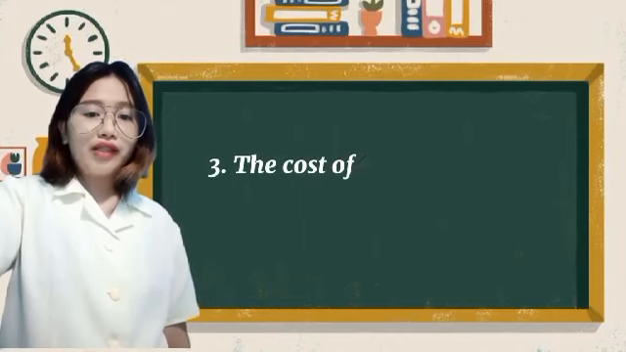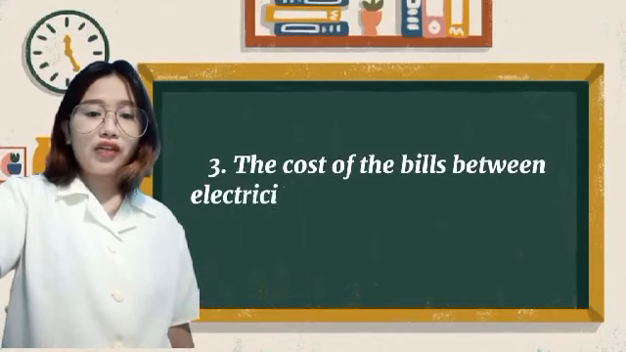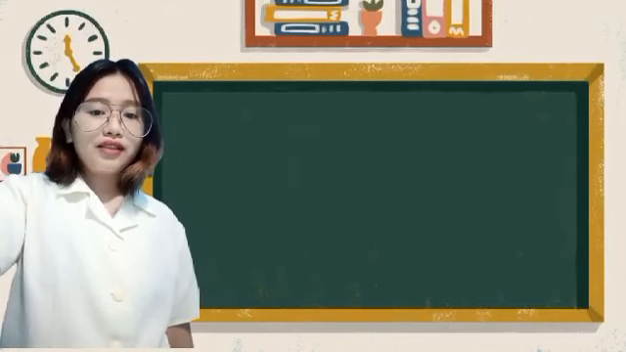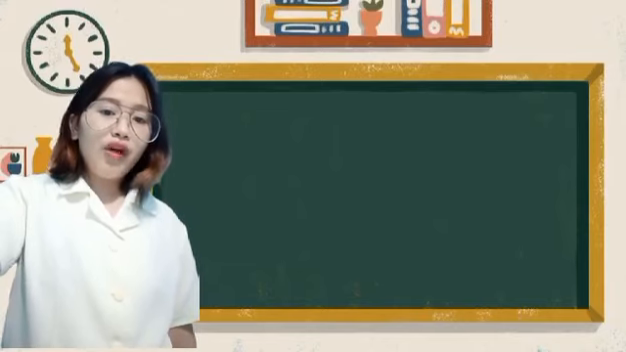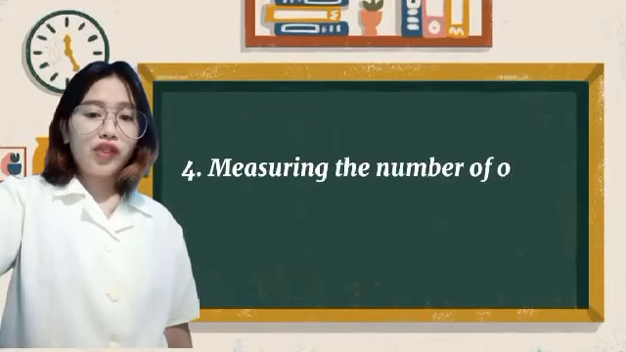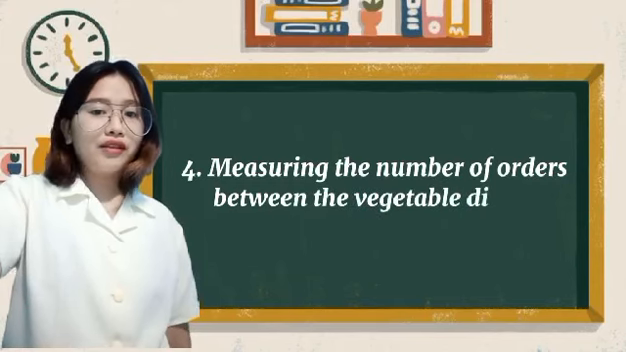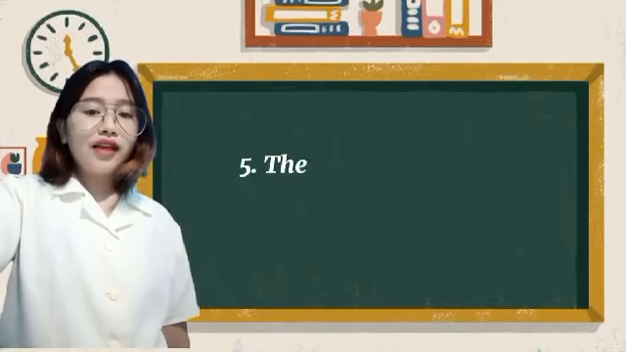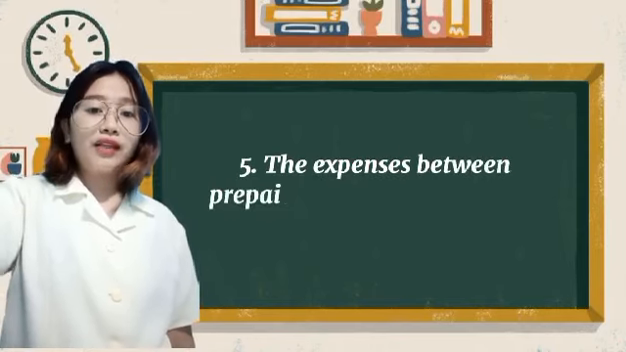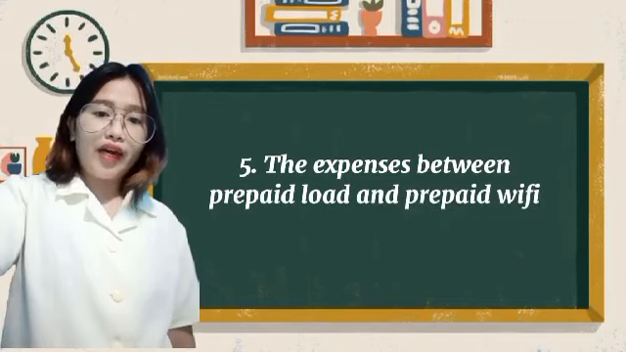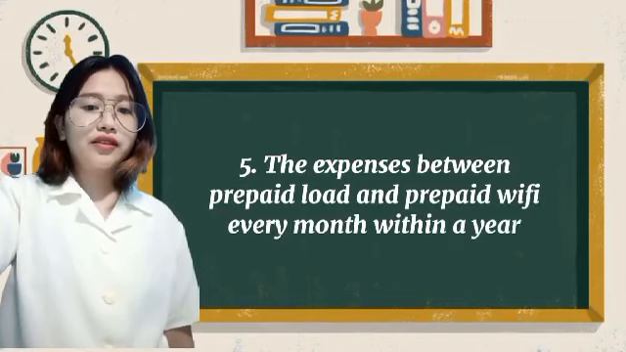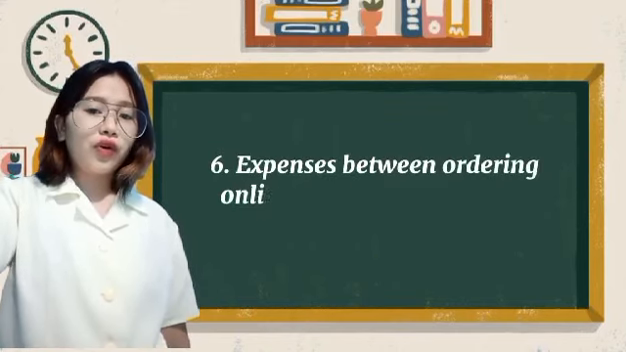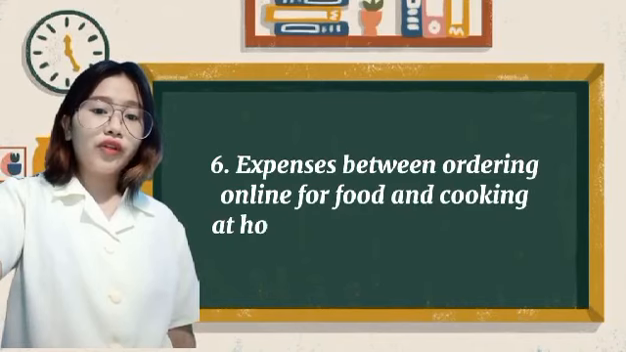The cost of the bills between electricity and water consumption every month. Since we have carinderia, measuring the number of orders between the vegetable dishes and meat dishes within a week. The expenses between prepaid load and prepaid Wi-Fi every month within a year. The expenses between ordering online for food and cooking at home for the whole month.